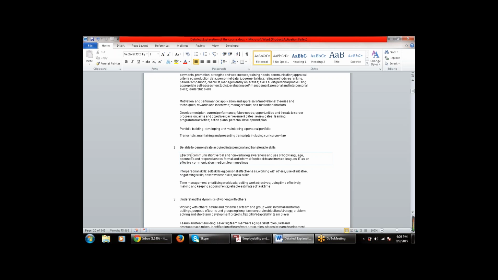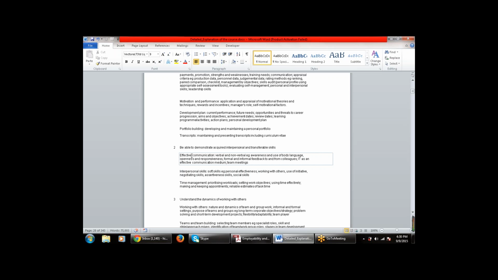Then IT as an effective communication medium, then team meeting. So these are the various terms that are used in effective communication. The next is interpersonal skills, that is how to deal with various colleagues, or how to judge various colleagues. That is, what are the various skills that are used to achieve interpersonal skills.